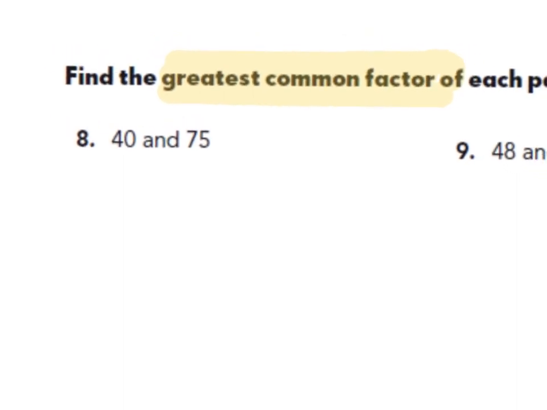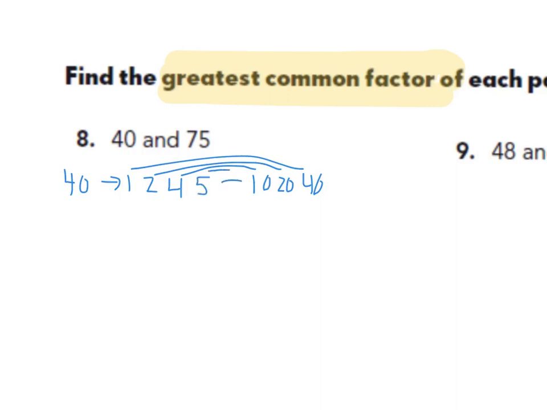There's a couple ways you can do greatest common factor. The first way I'm going to show is listing. I think it takes a little bit longer. It's not my favorite method, but it's a method where you can be pretty confident in your answer. So the first thing I'm going to do is list out all the factors of 40. And all the factors of 40 are 1 and 40, 2 and 20, 4 and 10, 5 and 8.